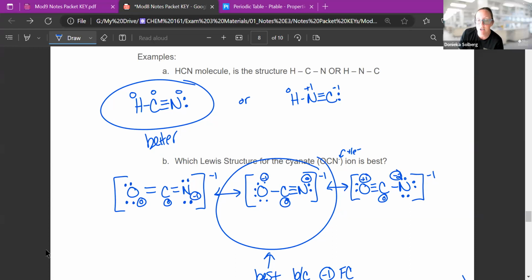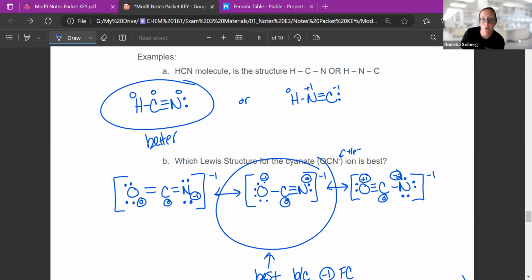Once I did that, I checked all my formal charges. This one is 0, 0, -1. This was -1, 0, 0. And this one is +1, 0, and -2. So if you're looking at formal charges, this one is definitely not the best answer. We want as many zeros as possible. These both have 2 zeros and a -1.